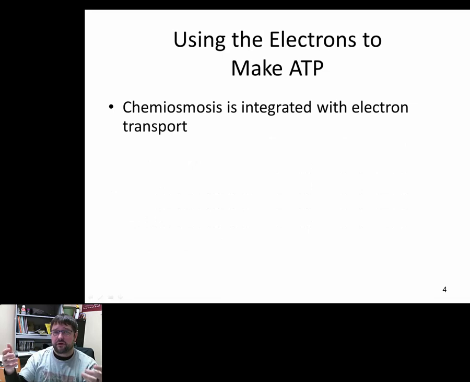So this is what we call chemiosmosis, or osmosis, which is driving phosphorylation. So remember, osmosis is just movement of material from a high concentration to a low concentration. So in this case, we're using electrons to make that high concentration and then allowing for the protons to be brought back across the membrane through one protein called ATP synthase.